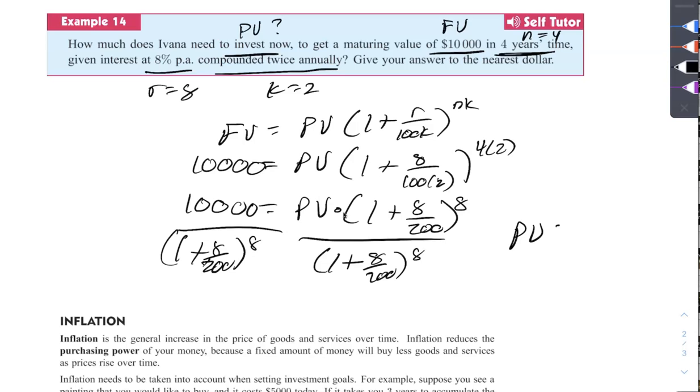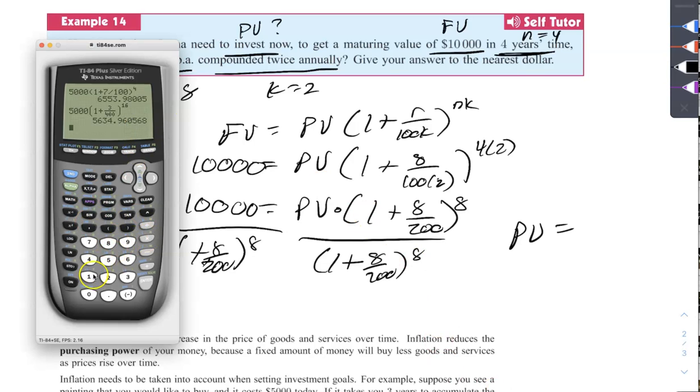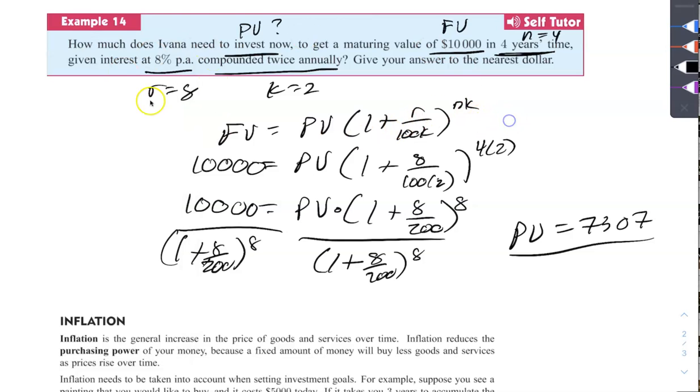And so my present value is going to be, so type that all into my calculator. So that's going to be 10,000 divided by 1 plus 8 divided by 200 to the 8th power. We get 7,306. Now to the nearest dollar, so 7,307. She needs to deposit $7,307 right now. So then 4 years' time at this rate, she'll get 10 grand. So she makes about 3 grand in 4 years. Not bad.